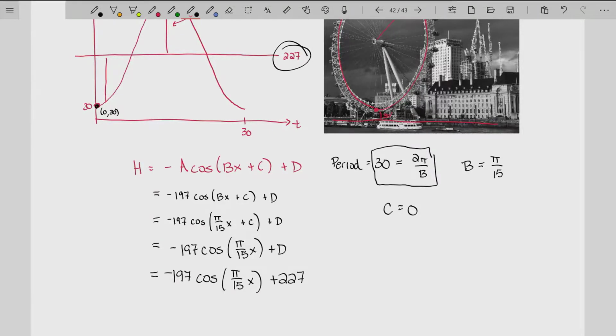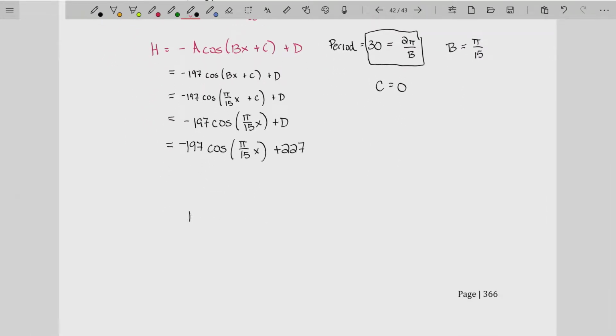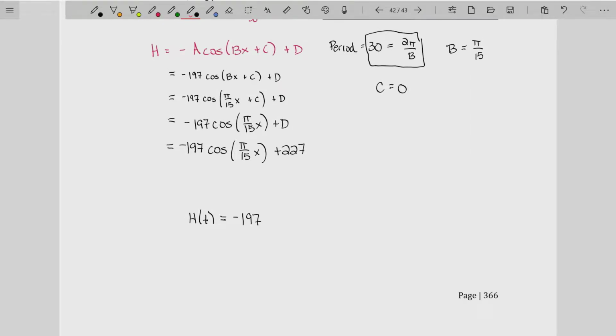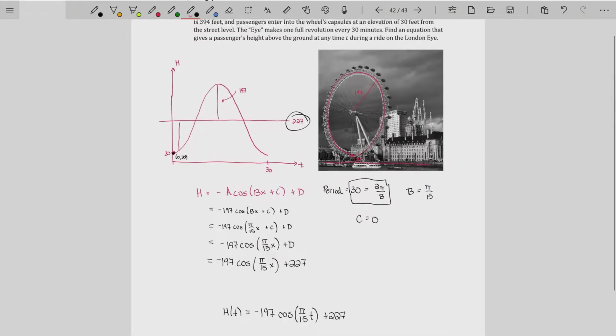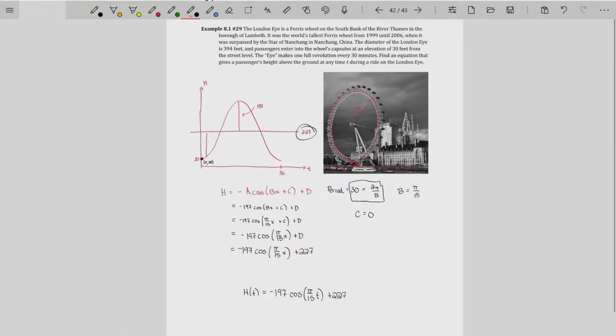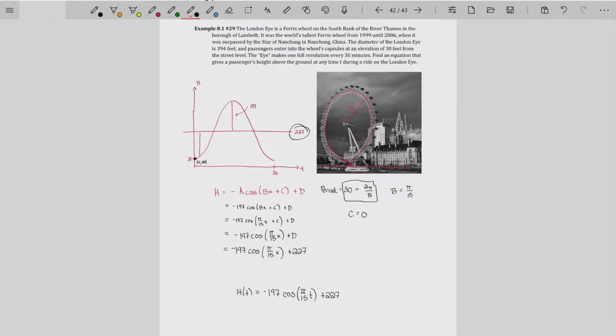One thing I do want to mention here is height is actually a function of time, so I should probably write this as a function of time. So height as a function of time is equal to negative 197 cosine of pi over 15 t plus 227. There you go. And you can test it out and see, but that is the function that represents a rider's height at any given moment on the London Eye. I made up the fact that they enter at a height of 30 feet, so I'm not 100% sure that's correct, but I know everything else is.